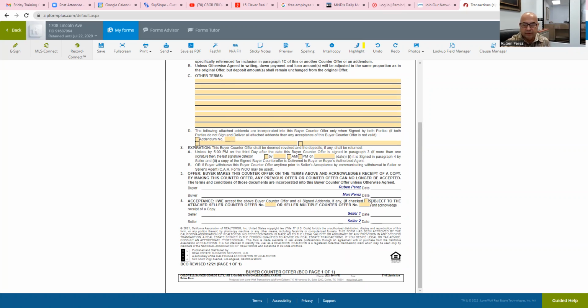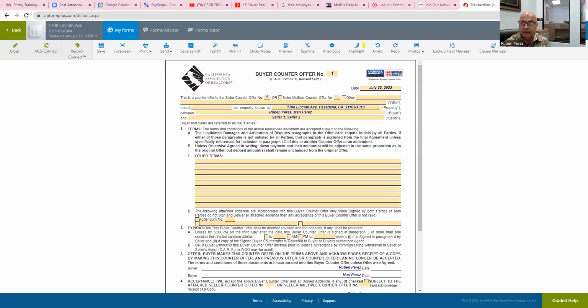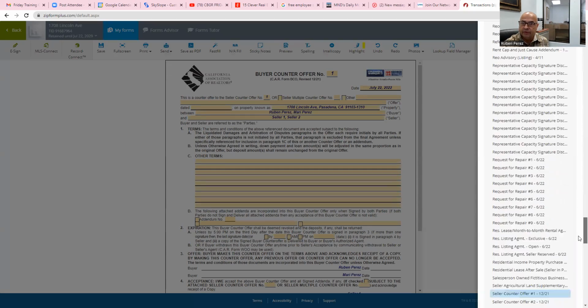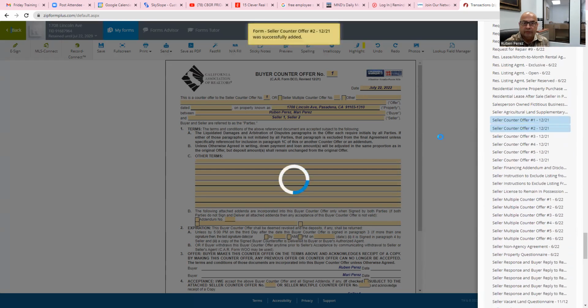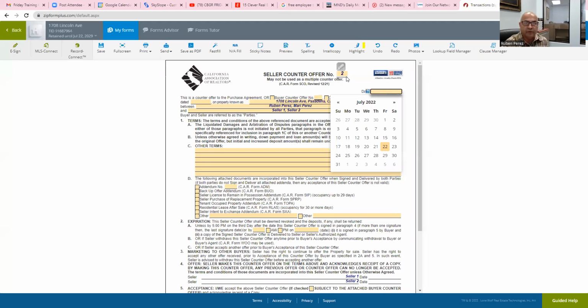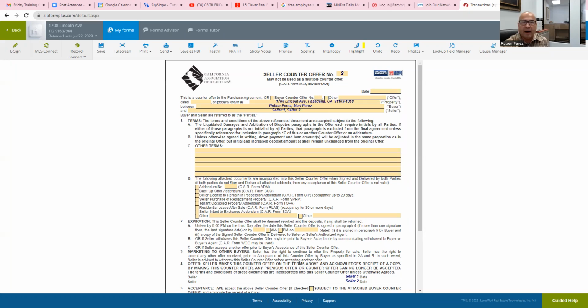If they check this box here, that means that they're accepting it, but they are going to change something. They're asking more from the buyer. We're wanting different terms. So if that is done, then what the buyer is going to get is a seller counter number two. It's the same form, except up here, it's going to say seller counter offer number two, and that's going to be to the buyer's counter offer number one.